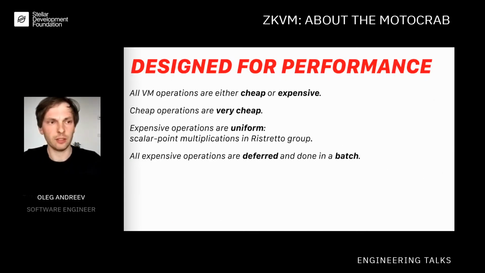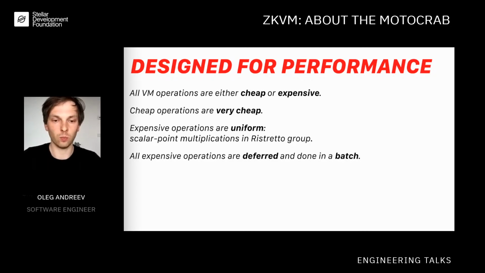So another cool thing is that the VM operations in ZkVM are designed to be either cheap or expensive, which is funny, but the point here is that the cheap operations are very cheap. It's really like a parser. And all expensive operations are completely uniform. Those are scalar point multiplications in this cryptographic group. And this means that they can all be deferred and done in a batch, which makes them much faster.